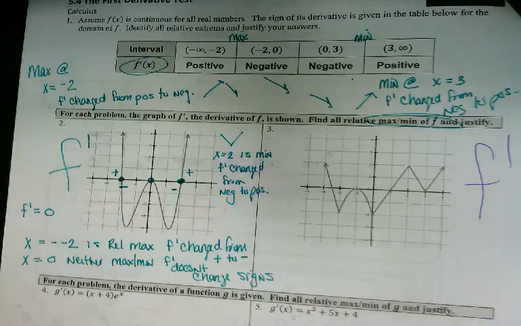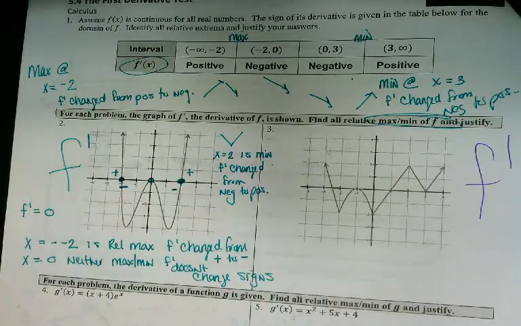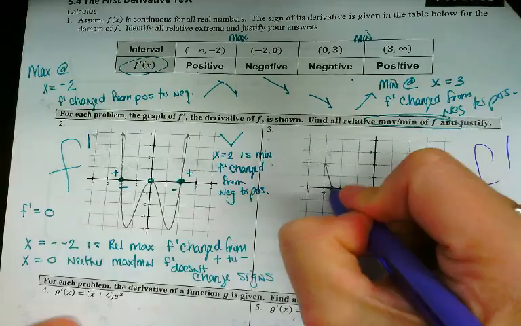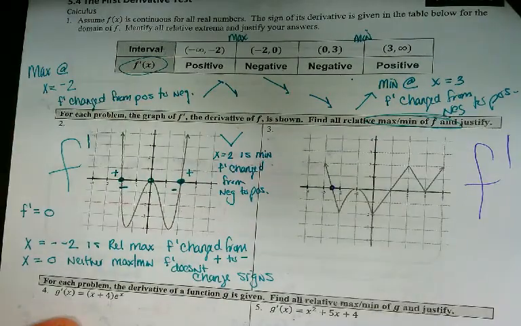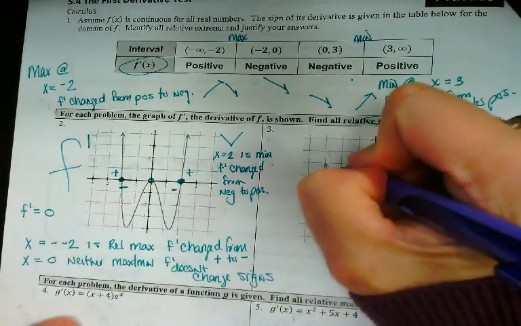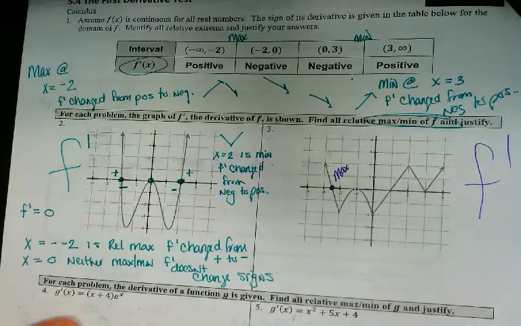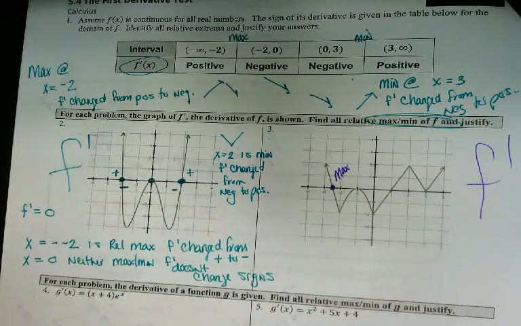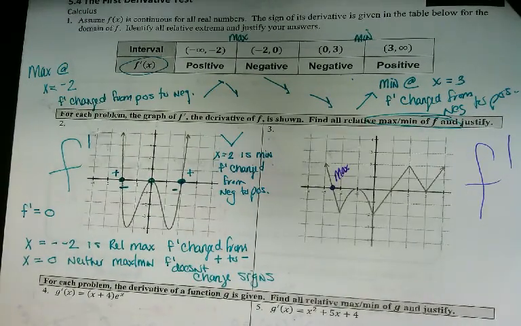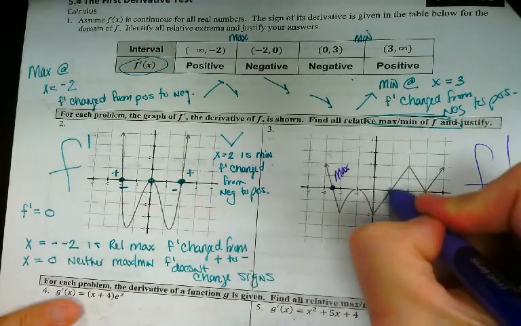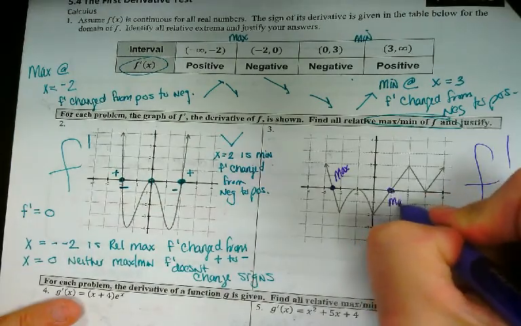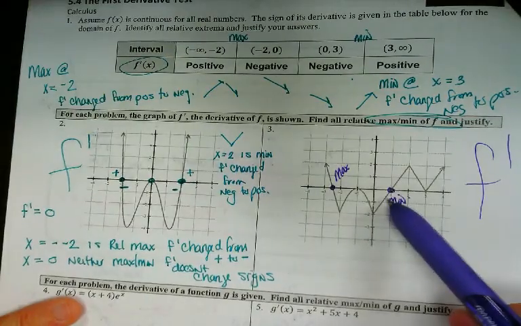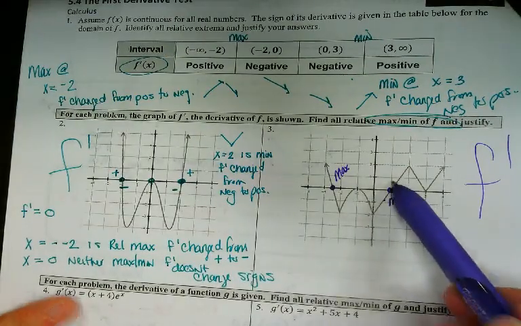Anna, give me a critical point, whether it's a max, a min, or a neither. Negative 2.5. I like that critical point, and what are we saying there? Max. Excellent. f prime changed from positive to negative. Emily, give me another critical point and tell me what you're thinking. Yes. Relative min, f prime changed from a negative to positive.